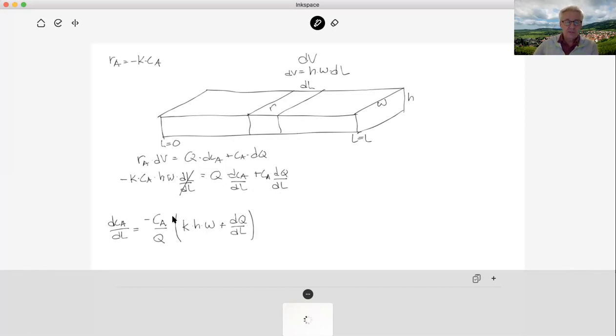So the way to interpret this is that if we have a chemical reaction, since we have a negative sign here, the chemical reaction will tend to decrease the concentration of A in this direction. If we have an increased flow in the transport direction, it will be positive, which means that we'll have a negative influence on the concentration. So if the flow of water increases along the wetland, it will help to decrease the concentration of the pollutant.